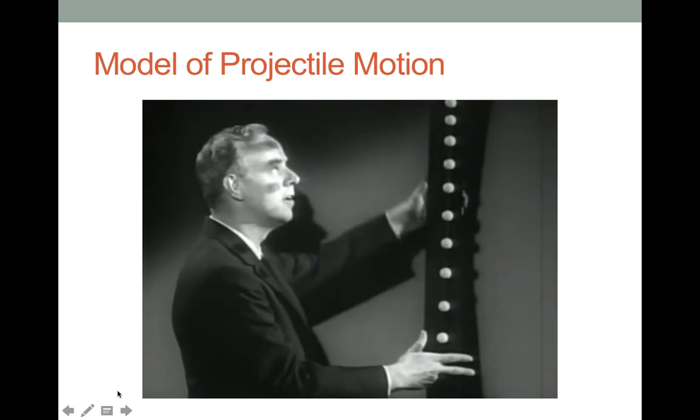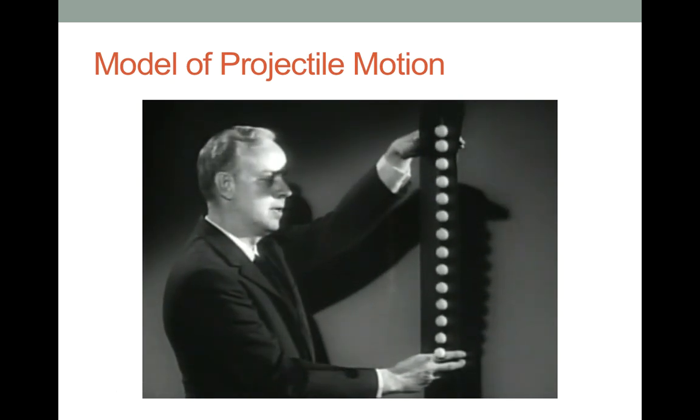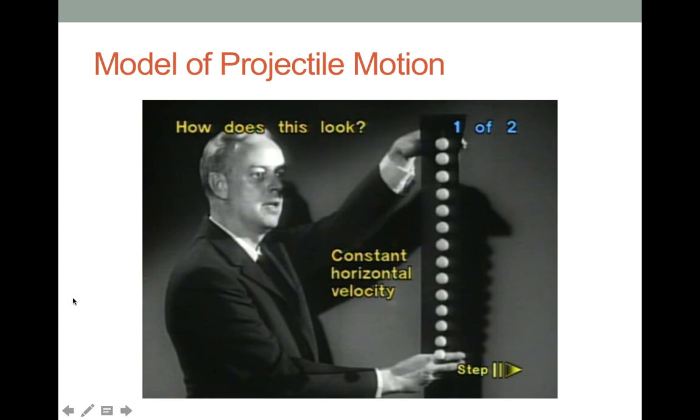Here you see the horizontal component of a projectile's motion. And again, I want you to answer a question as to how do we know this is constant velocity from what we can see.